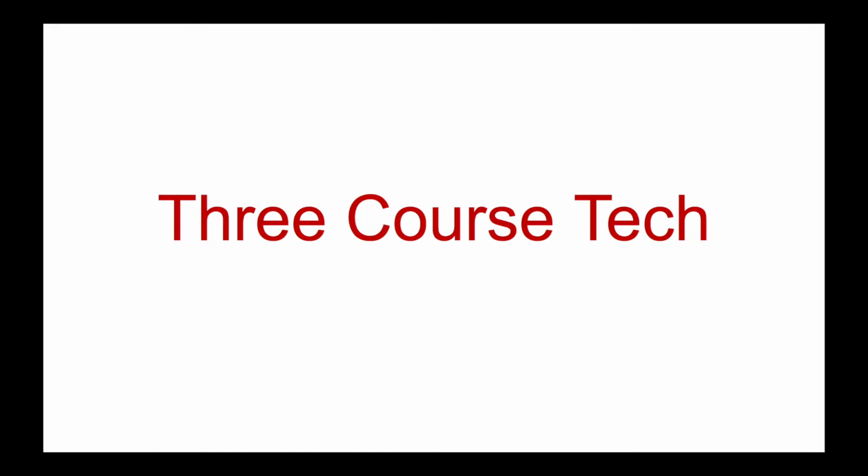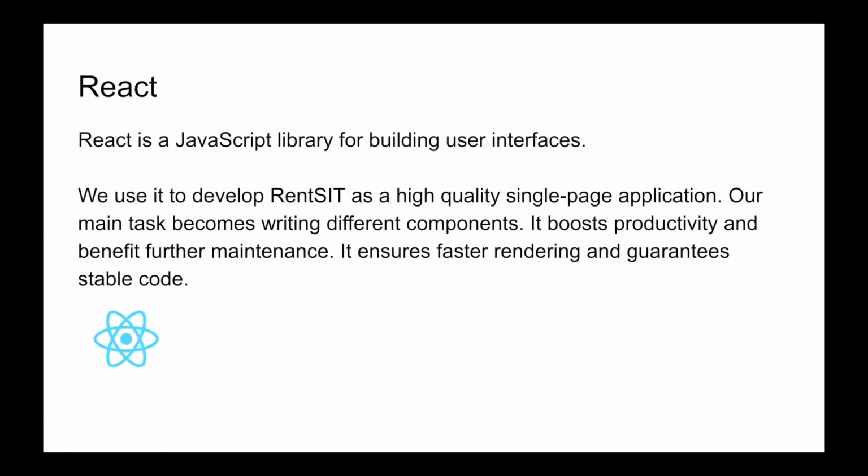For the three core technologies that we use, the first one is React. React is a JavaScript library for building user interfaces. We use it to develop RentSIT as a high-quality single-page application. Our main task becomes writing different components. It boosts productivity and benefits further maintenance. It ensures faster rendering and guarantees stable code.